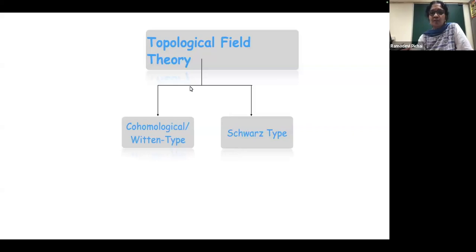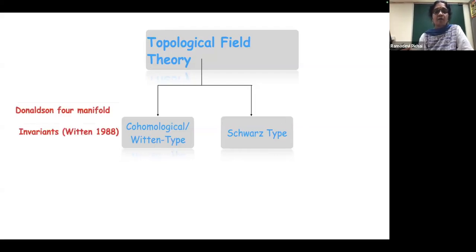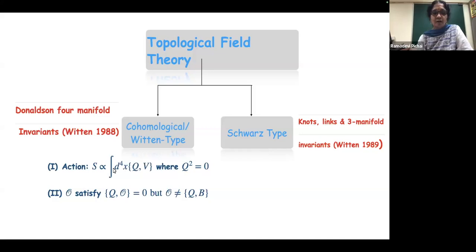Okay. So I also want to give a brief look at the literature available. These are works of Witten in '88, '89, where topological quantum field theory is broadly classified into 2 types. One is cohomological or Witten type, the other one is Schwarz type. Interestingly, the cohomological type is what can be used to explain the Donaldson 4-manifold invariance. And Schwarz type is what is going to give us a natural scenario where we can study knots, links, and 3-manifold invariance.